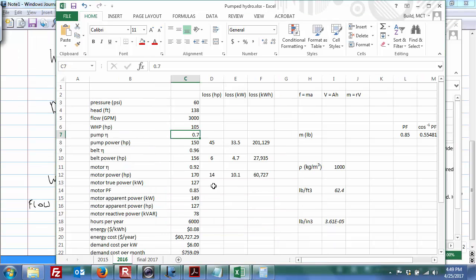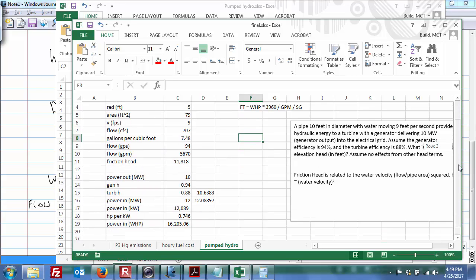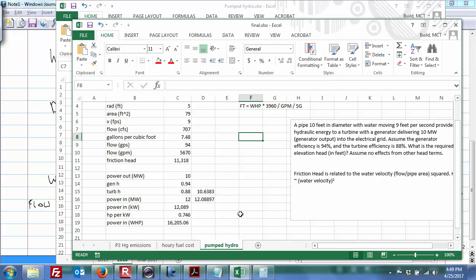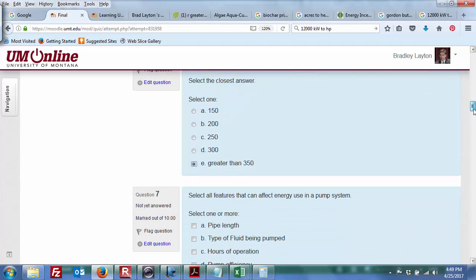In pumped hydro, we did the same thing here. We got the water horsepower. That's the head in feet times gallons per minute. Water horsepower, in this case, we're dealing with about 105. This is a much larger system. Well, I was coming up with this giant answer, 11,318. I'm just going to hit that and move on. So, sorry we didn't get any further along.